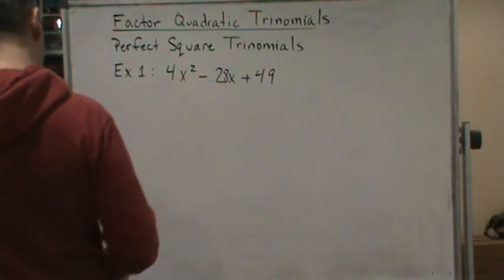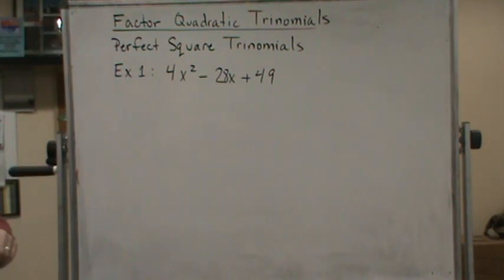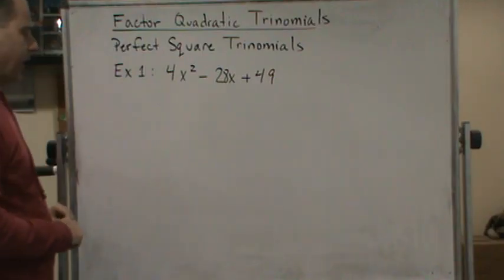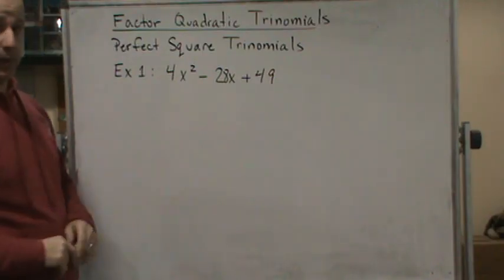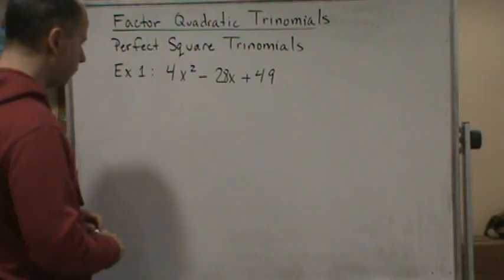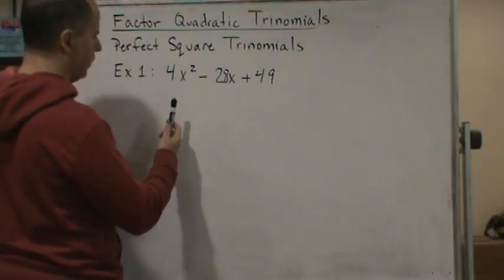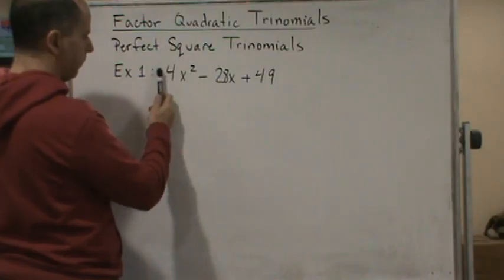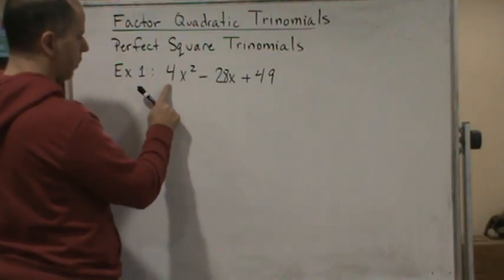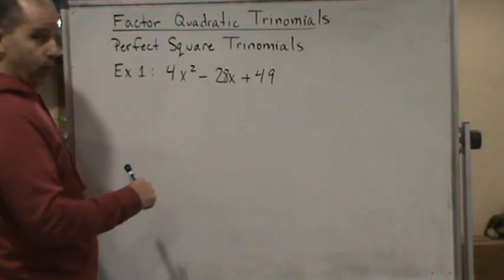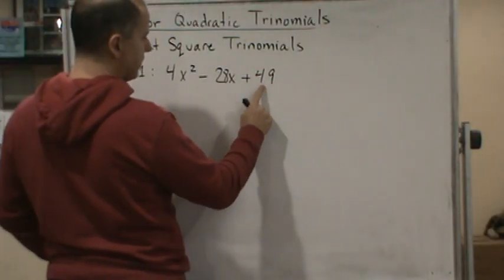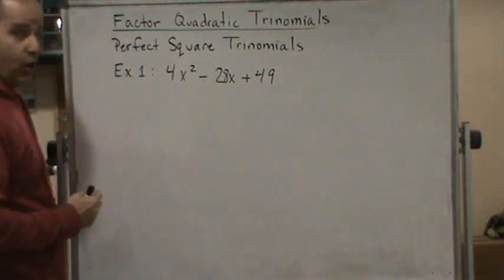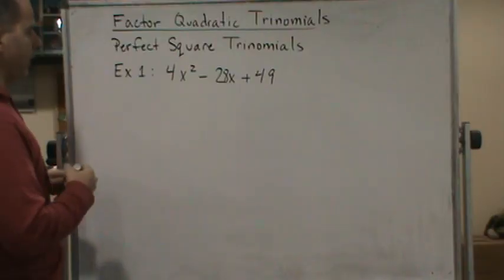All right, so here is an example of a trinomial. And so we're going to see if this is a perfect square trinomial. So the first thing I do is I look at the first term and I notice it is a perfect square, right? 4 is a perfect square and so is x squared. And if you look at the constant term, 49 is also a perfect square, okay?